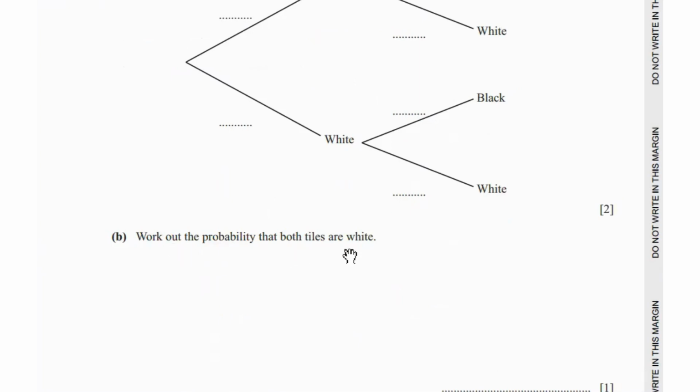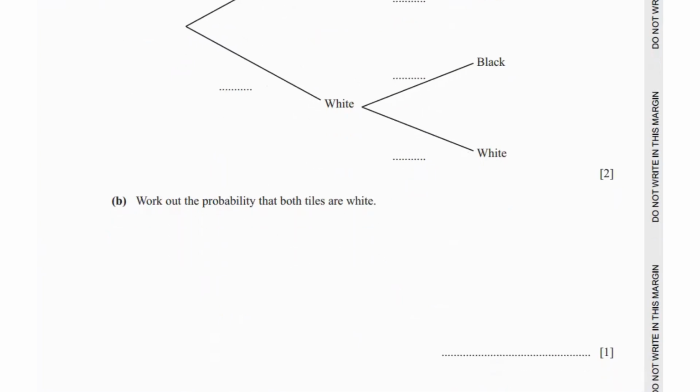And work out the probability that both tiles are white. So for both tiles being white, it's going to be 6 out of 10 times 6 out of 10. Which is going to give us 36 out of 100. If you want to simplify it, you can simplify it or even leave it as it is. It's going to be correct.